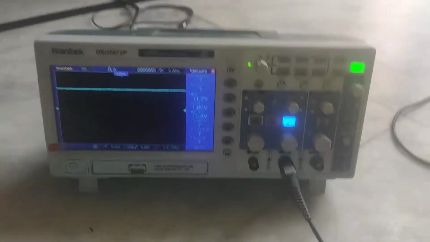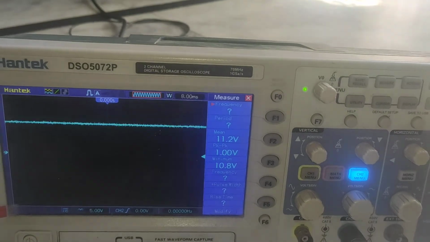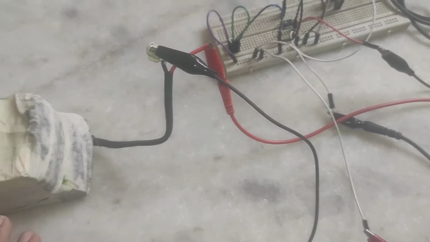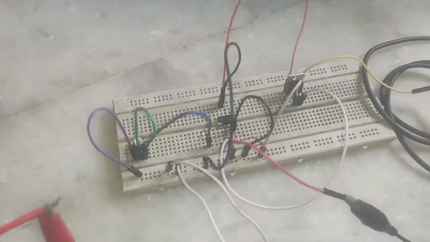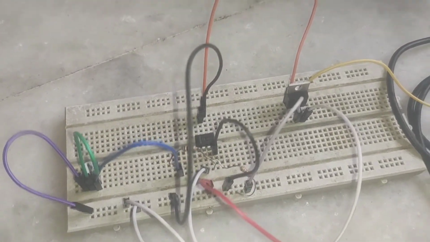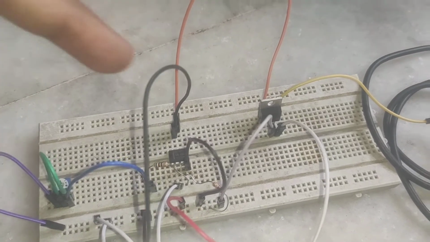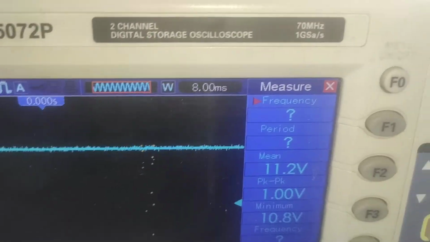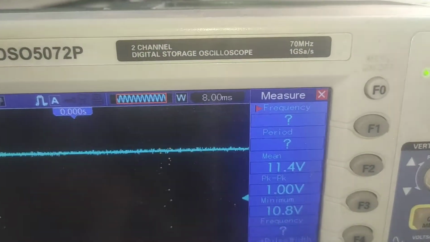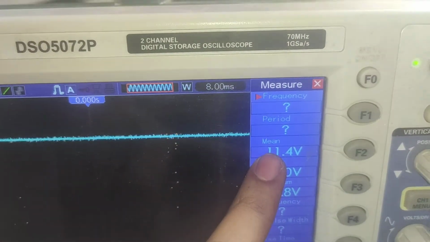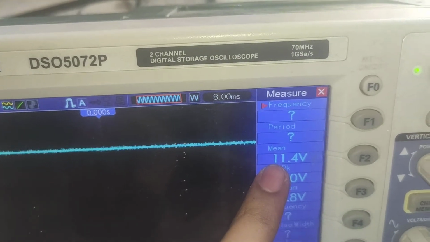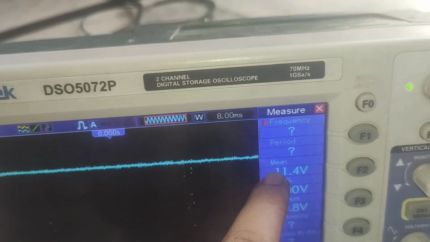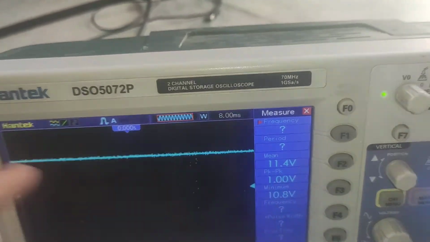We have a variable voltage supply here. Input source is a battery, and this is the circuit which consists of resistors, op amp, and a MOSFET. And we are getting 1.2 to 11 volts voltage supply, which is variable, and its output is shown here on the CRO. This one, 11.4, as you are seeing.